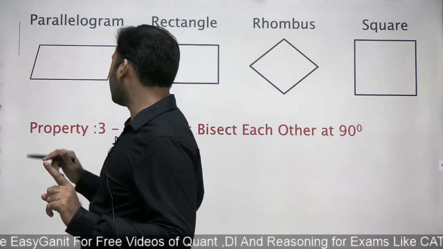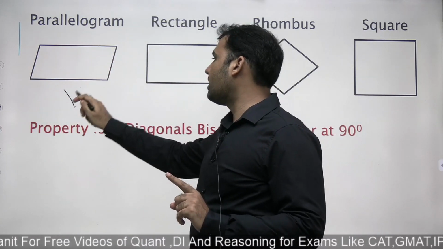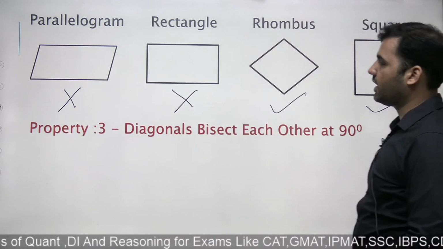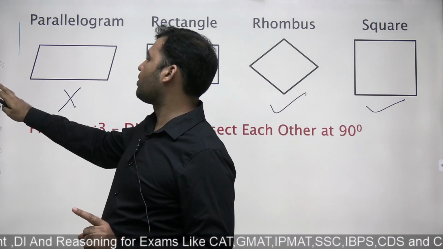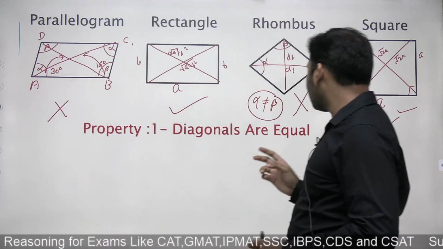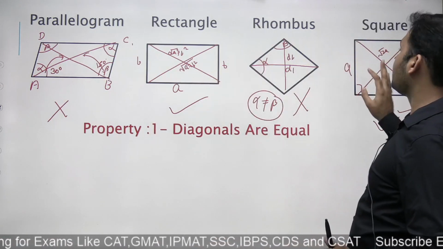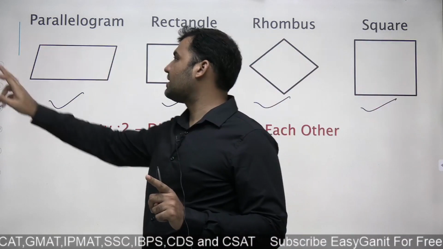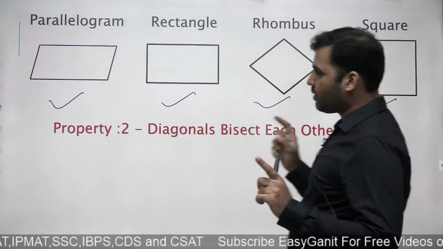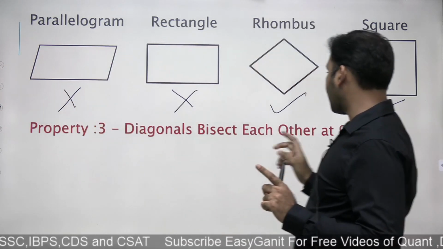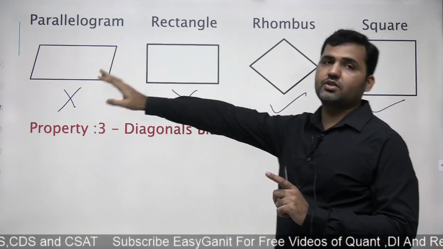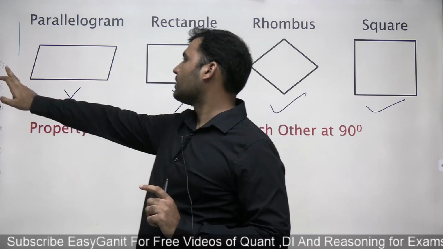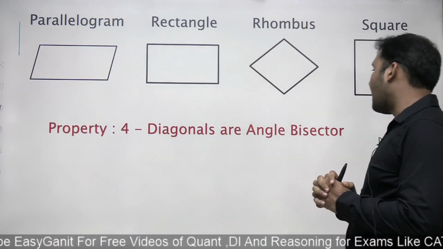If I have to see in which figure it will happen and in which it will not, you see that diagonals bisect each other at 90 degrees for parallelogram? No. Rectangle? No. Proof we have just seen. Rhombus? Yes. Square? Yes. Right? That's property number 3. So the first property that we discussed, diagonals are equal, was true in rectangle and square, not in parallelogram and rhombus. The next property we discussed, that diagonals bisect each other, is true in all. The third property we discussed is that the diagonals bisect each other at 90 degrees. It is true only for these two figures, not for these two figures, right? Three properties are done for all four figures. Going to the next property, 4: diagonals are angle bisectors.